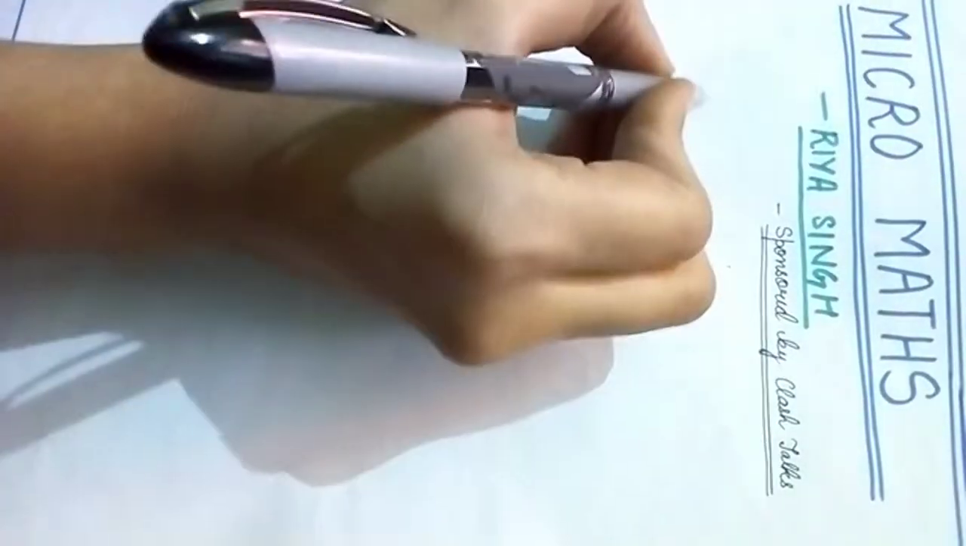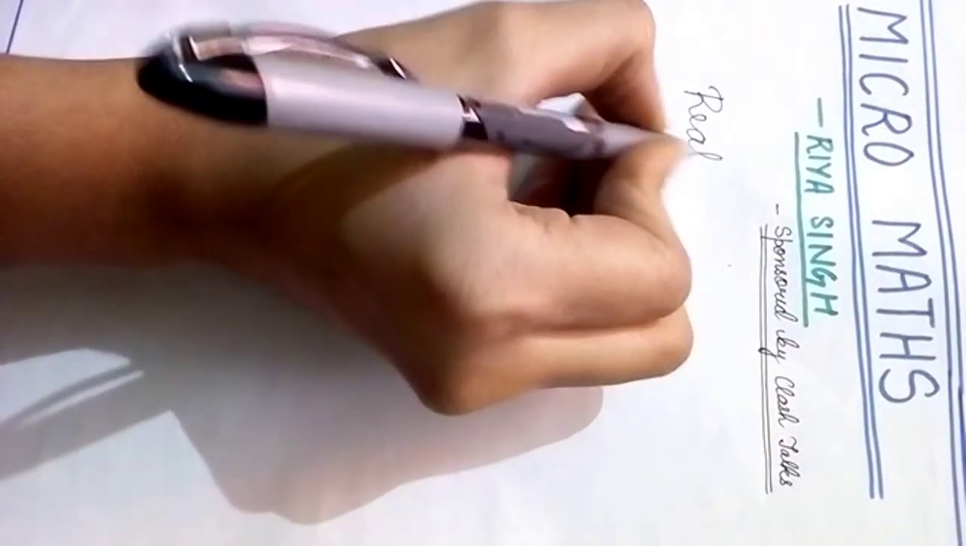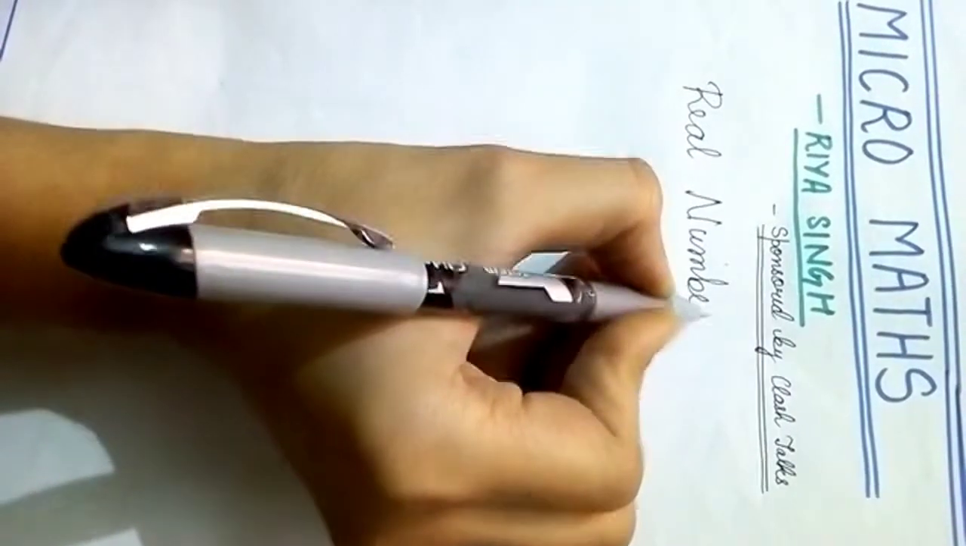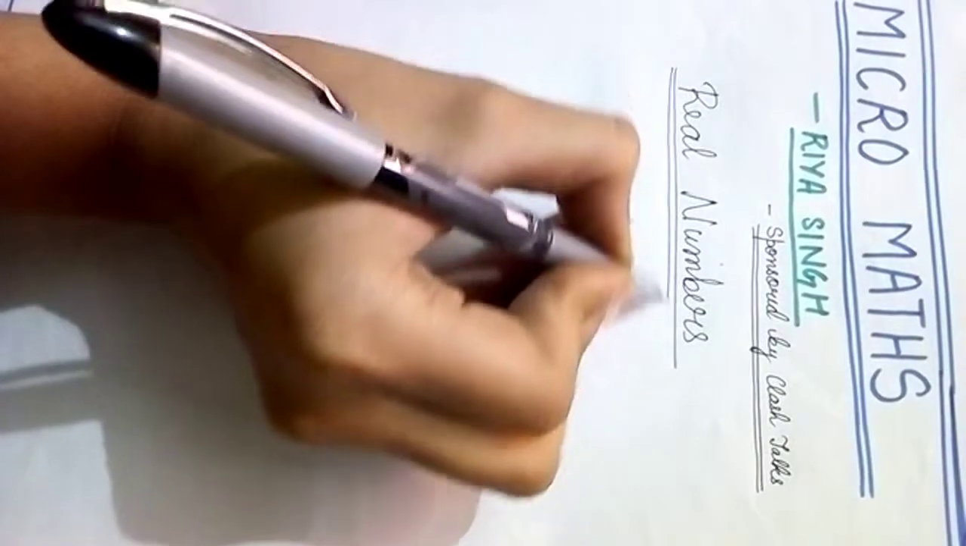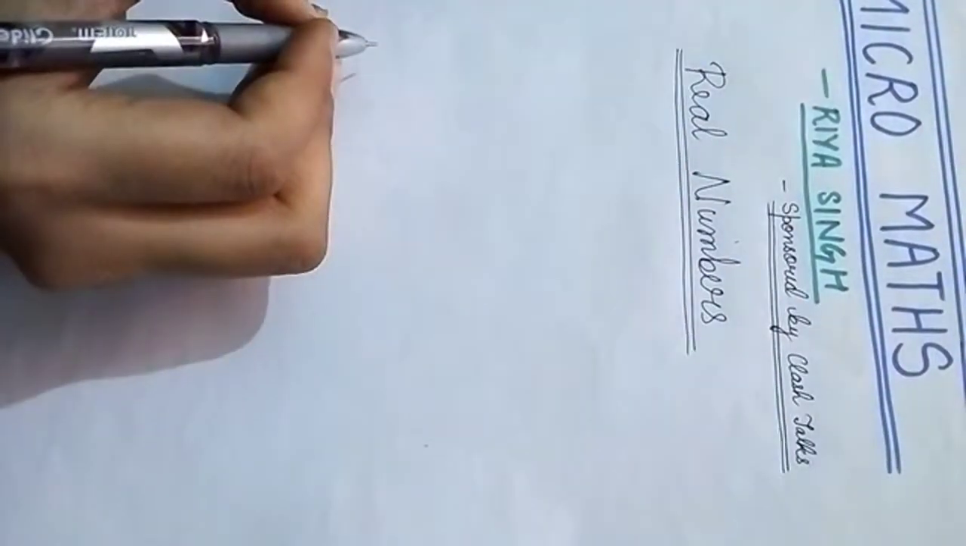The first topic of class 9th. So let's start. Today we are going to read real numbers. For studying real numbers, let's start from the beginning. We should start from the natural numbers.